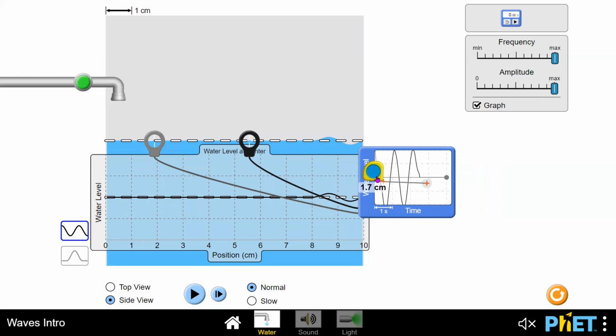Is the length of one complete wave, and I can measure the distance from one crest to another crest, or from here to here, right? Here, this is one wavelength. How much is this? This is 0.9 centimeter, right? So this is the wavelength of this wave.